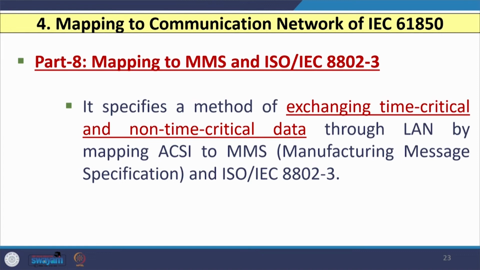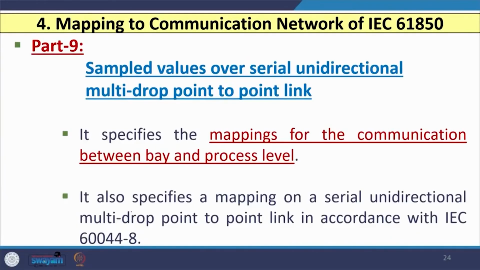This exchange of time critical and non time critical data is done through a LAN, that is, a local area network, by mapping ASCI with MMS and ISO/IEC 8802-3. These are specified in part 8 of mapping to MMS and ISO/IEC under mapping to communication networks. In part 9 of mapping to communication networks of IEC 61850, information on sample values over a serial unidirectional multidrop point to point link is provided, and it specifies the mappings for the communication between bay and process level.